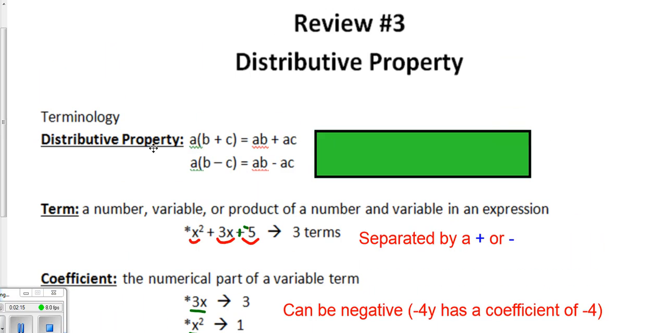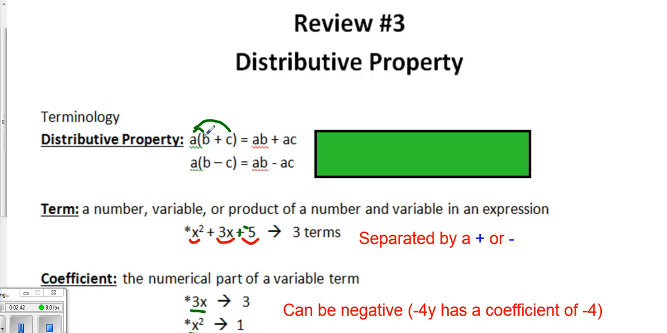Now, using that information, let's go back to the distributive property. Essentially, the distributive property is saying when you have a coefficient, like this letter a, that's outside of a parentheses, where we have 2 terms, b and c. So a is called the coefficient because it's the numerical value on the outside of this parentheses. You would distribute or share that coefficient with each term.